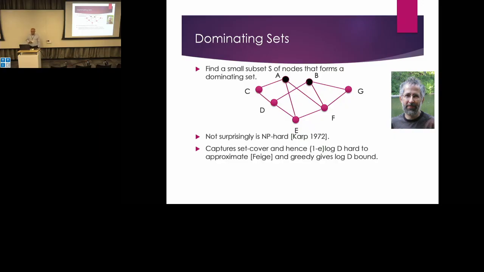This was one of the classical NP-hard problems proven by Karp. At least when I was a student, I tried quite a bit to improve this log D bound. Then this beautiful paper by Uri Feige appeared that showed that not only can you not improve the log D, but you cannot improve the constant in terms of log D. So 1 minus epsilon times log D is the hardness of this problem.